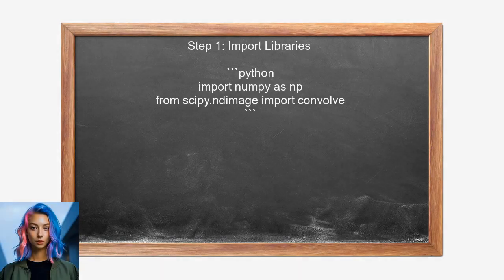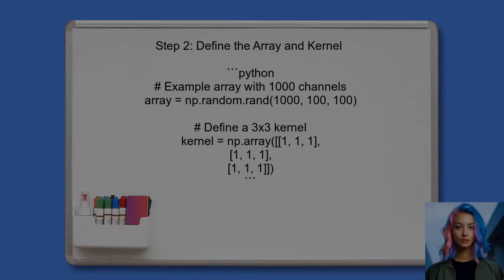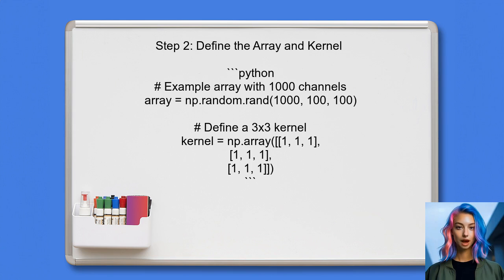To perform a convolution on a three-dimensional array with a two-dimensional kernel for each channel separately, the user can utilize the function from the SciPy library. First, they need to import the necessary libraries. Next, the user should define their three-dimensional array and the two-dimensional kernel. In this case, the kernel size is 3 by 3.